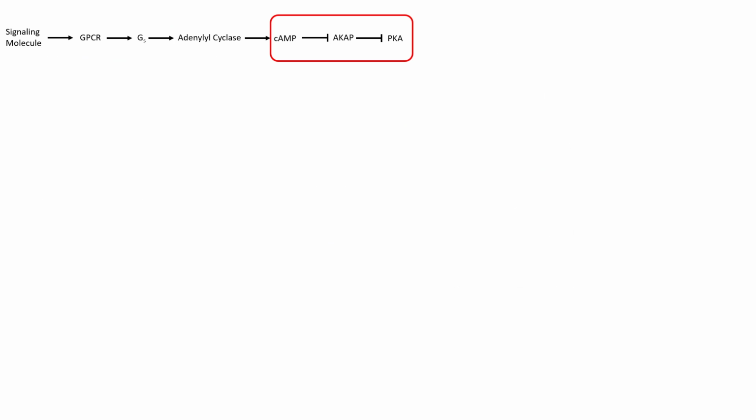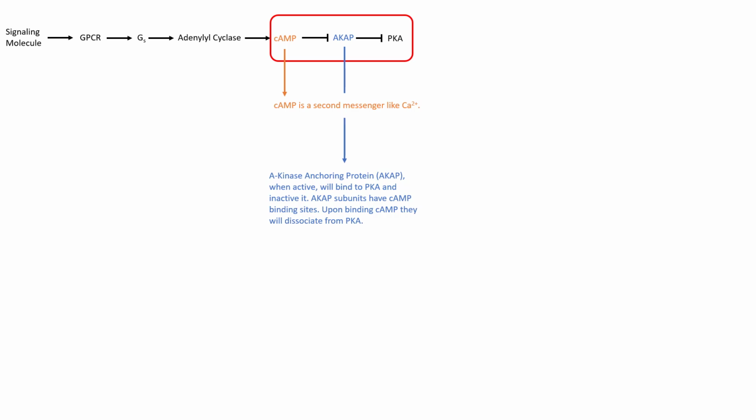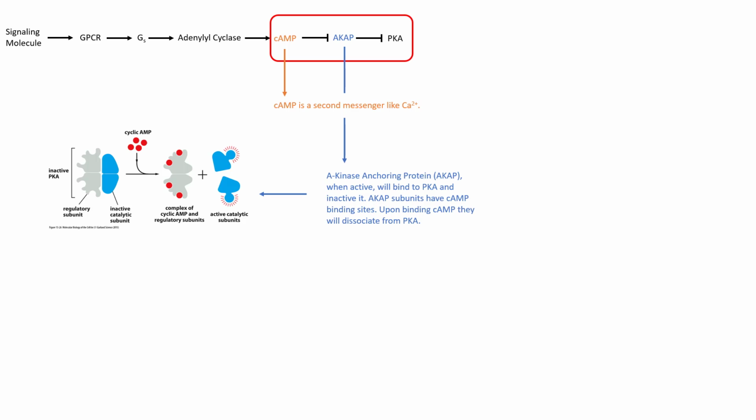Now we're going to look at the last part of this pathway. Cyclic AMP is a second messenger like calcium. A kinase anchoring protein, ACAP, when active, will bind to PKA and inactivate it. ACAP subunits have cyclic AMP binding sites. Upon binding cyclic AMP, they will dissociate from PKA. And this is being shown in this picture here, where you have the inactive form of PKA.